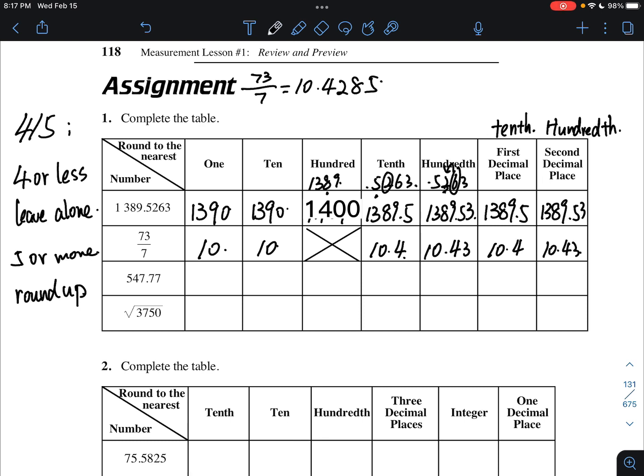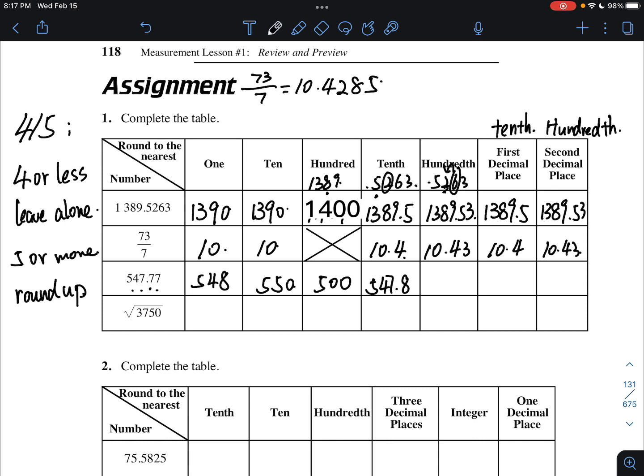Okay, let's look at the next one, 547.77. For this one, we need to round to the ones, and we need to look at 7. 7 is 5 or more, so we round up to 548. And for the tens, we need to look at 7, so we round up, so it's 550. And for the hundreds, we need to look at 4. 4 is 4 or less, so we leave it alone, so it's 500.